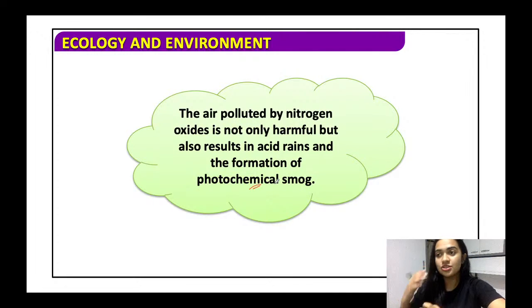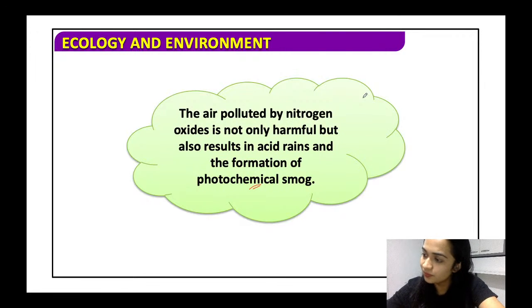Smog is basically your smoke plus your air. ठीक है, जो सुबह सुबह में fog दिखना चाहिए, that is your dewy air, but in turn we can see smoke mixed with it. So that is your photochemical smog. ये क्यों होता है? ये होता है vehicles की heavy pollutions. ठीक है.